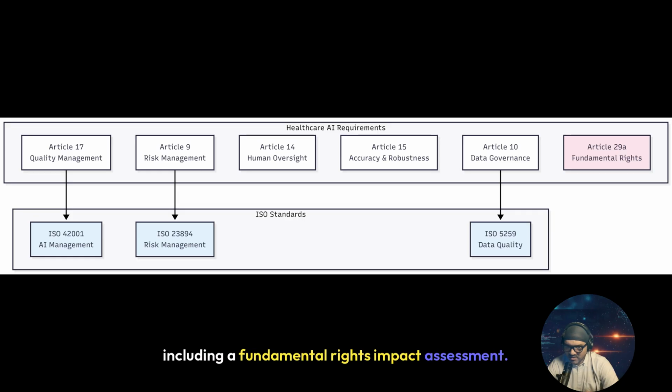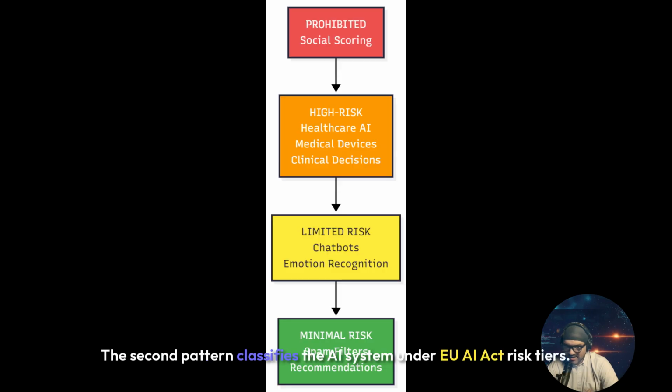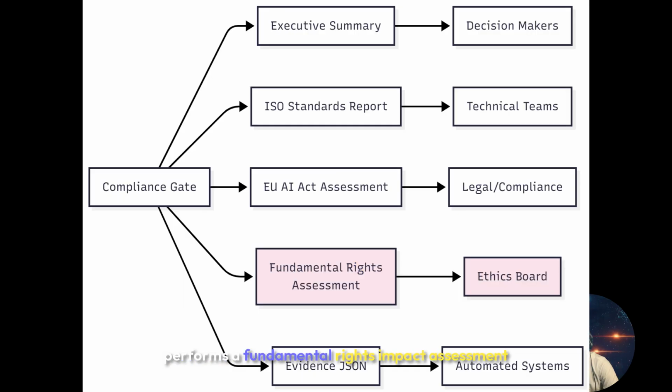rights impact assessment. Now, I've built 3 custom AI patterns using Fabric to automate this compliance process. The first pattern runs a comprehensive ISO audit covering standards like 42001 for AI management, 23894 for risk management, and 5259 for data quality. The second pattern classifies the AI system under EU AI Act risk tiers, and the third, which is new, performs a fundamental rights impact assessment specifically for high-risk systems like healthcare AI.